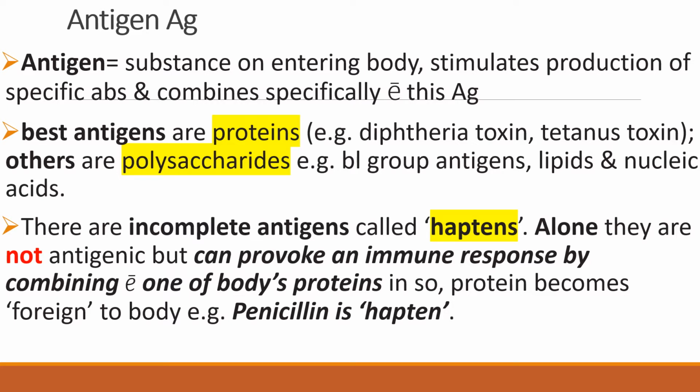There are incomplete antigens called haptens. Alone, they are not antigenic but can provoke an immune response by combining with one of the body's proteins. So the protein becomes foreign to the body, e.g. penicillin is a hapten.